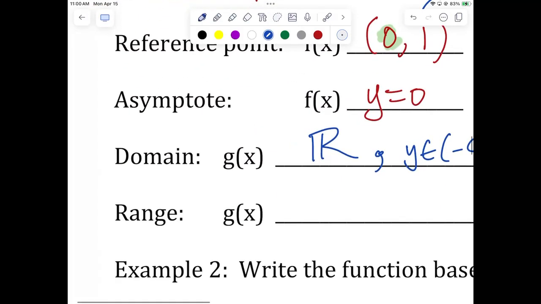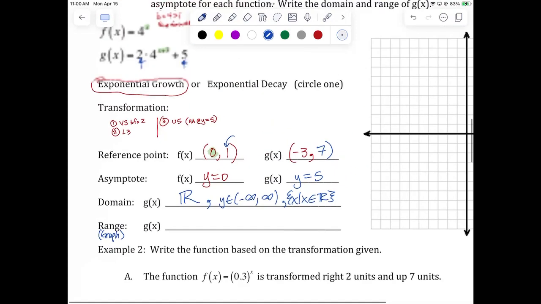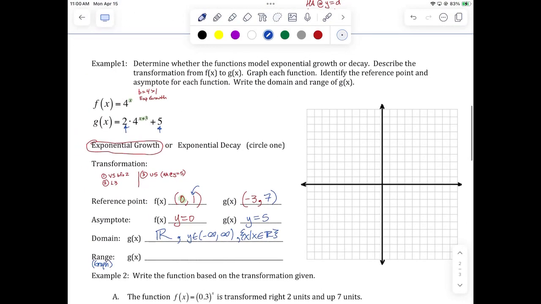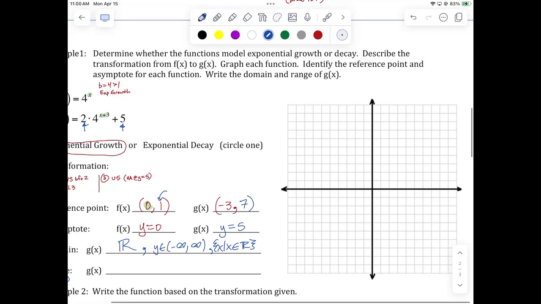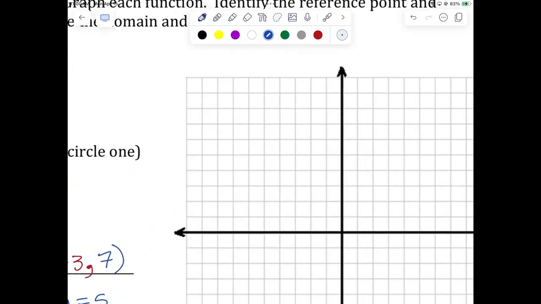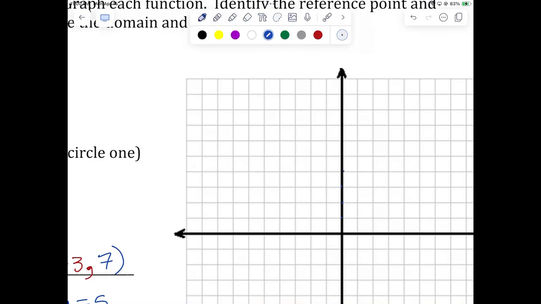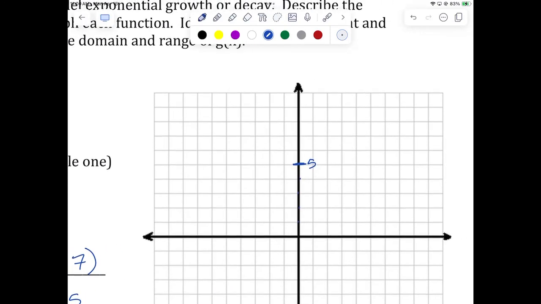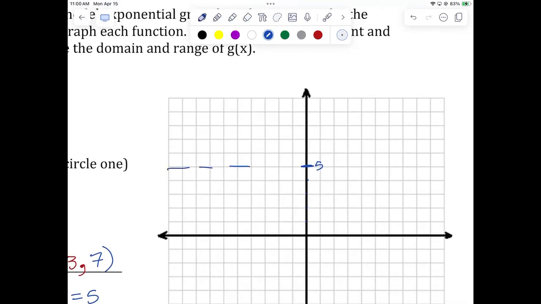Okay, now, for the range, you're going to want to get the range from graphing it. You don't want to guess the range. So let's graph it next. What's the first thing that we should probably plot? The asymptote. So I come with the 5. 1, 2, 3, 4, 5. There's y equals 5. I'll mark it. And then I'm going to come in here and draw a line.